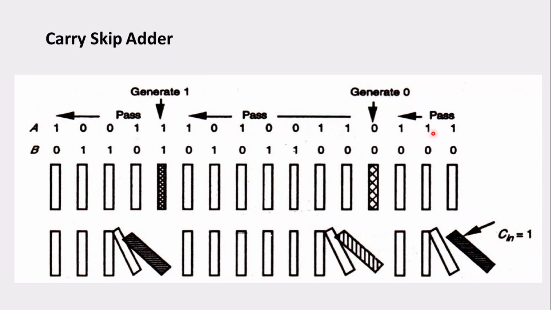Same carry in what you are having, that can be propagated. So here you can observe that there is a carry generation, and in a similar way here also, whenever A and B are same, at that time the carry is being generated. Now if you look at the whole stream of data, there are only two scenarios where carry is getting generated. All the rest of the time, carry is being propagated through our adder cells.